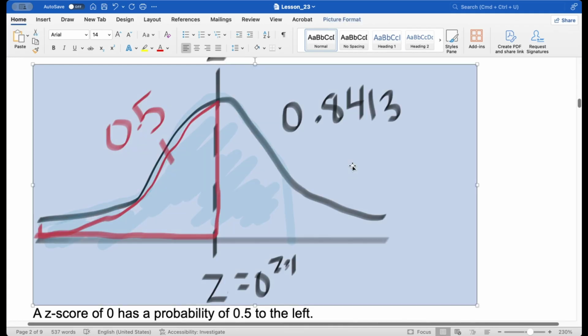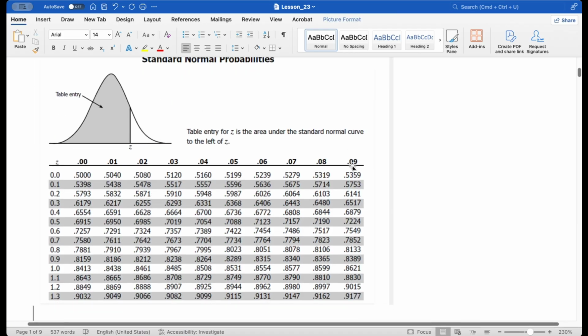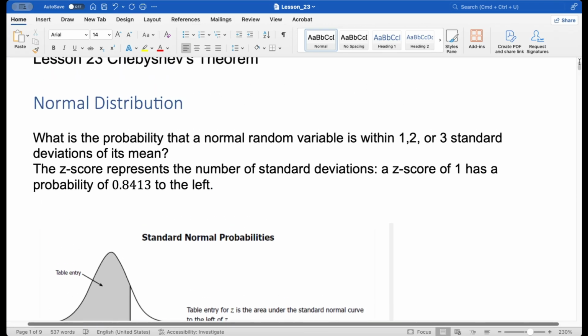If we look at that on the chart here, 1.0, and then the 0.00 column, it's 0.8413. So the area to the left of 1 standard deviation is 0.8413.